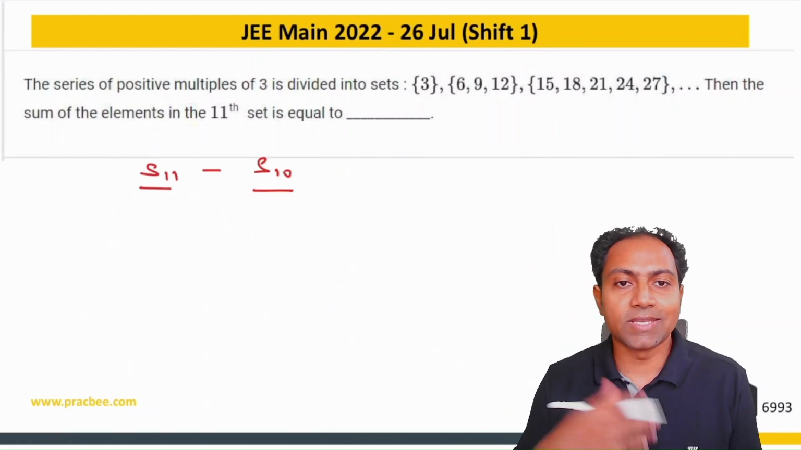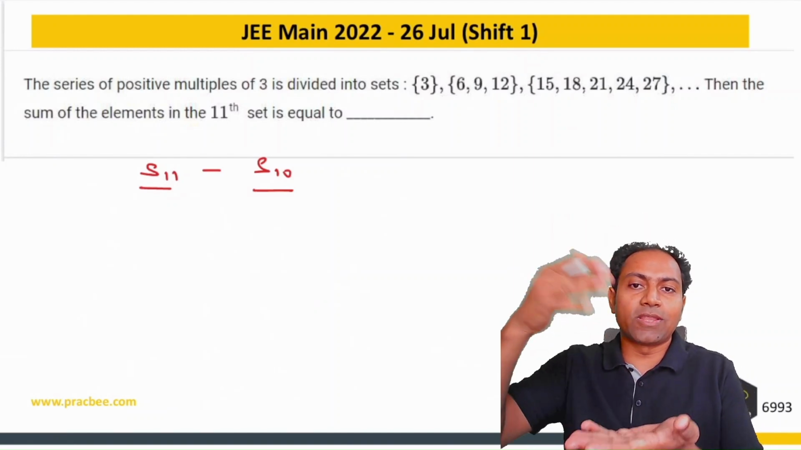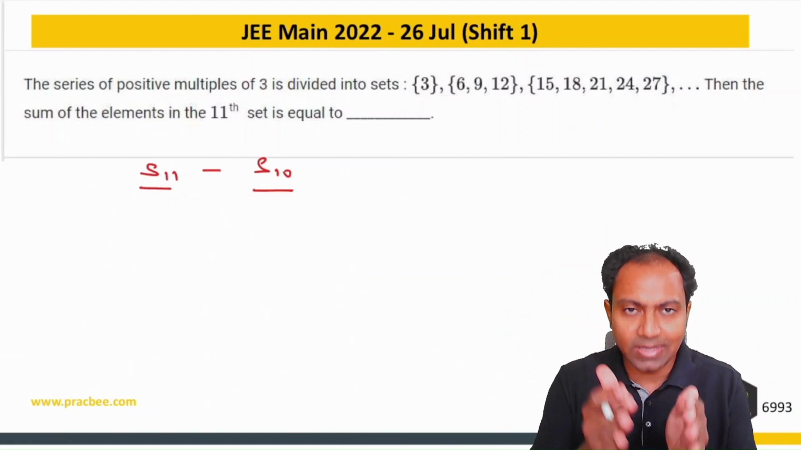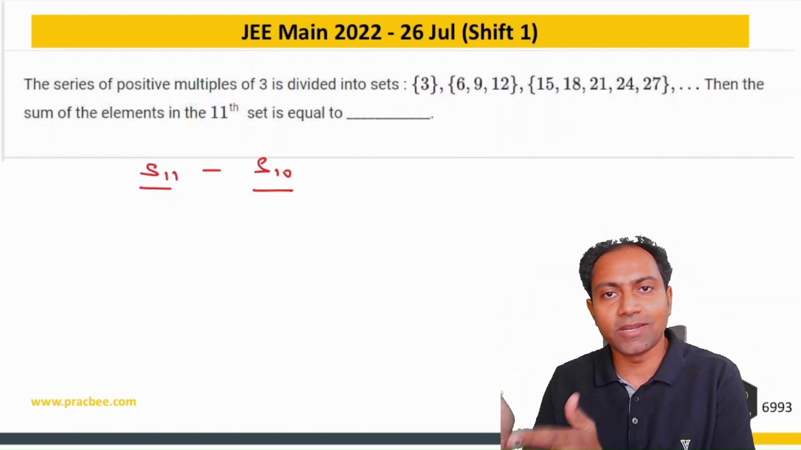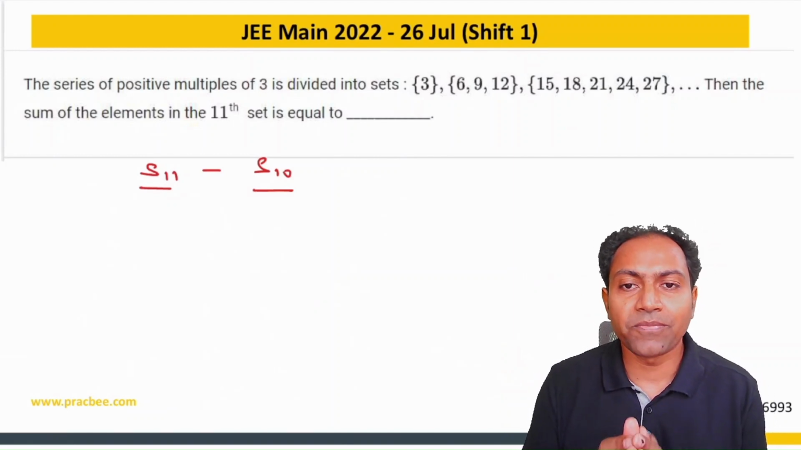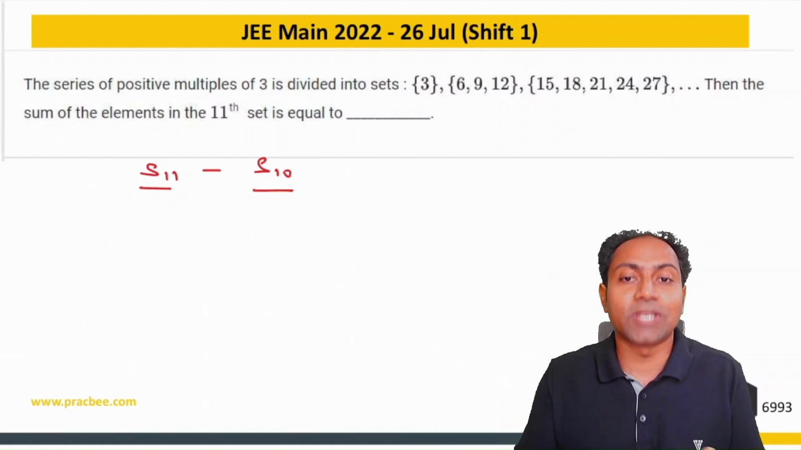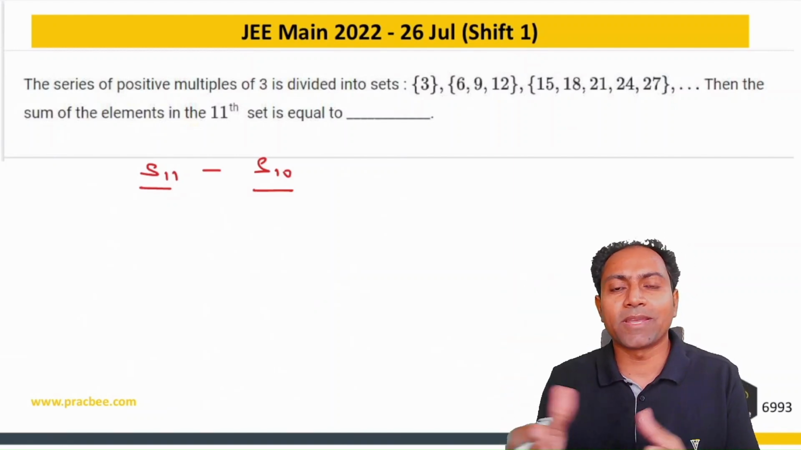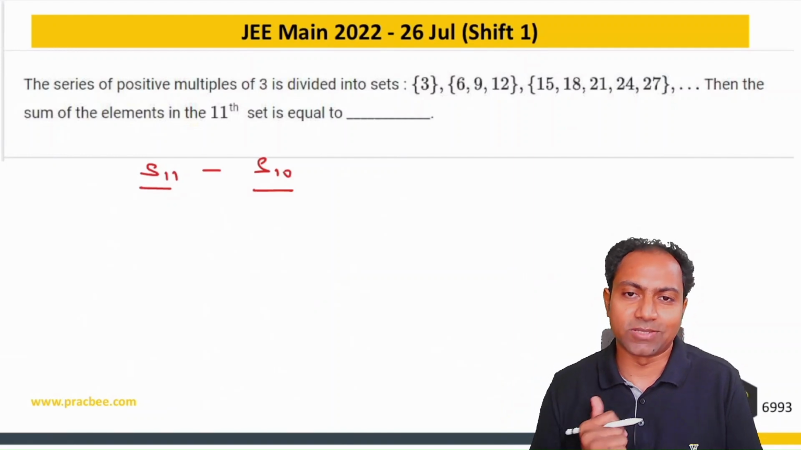Now for doing this, we know that if I write all the elements in the sequence irrespective of the sets, it is in arithmetic progression, like 3, 6, 9, 12, 15, 18, 21, 24, 27. This is an arithmetic progression. So if I can just find how many elements there will be till the 11th set, it will be very easy to apply the formula of sum of AP and get to the answer.